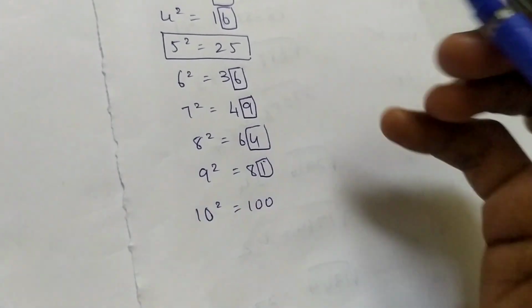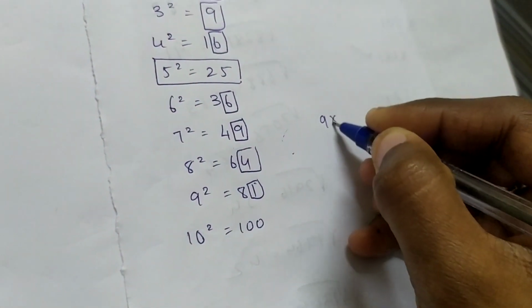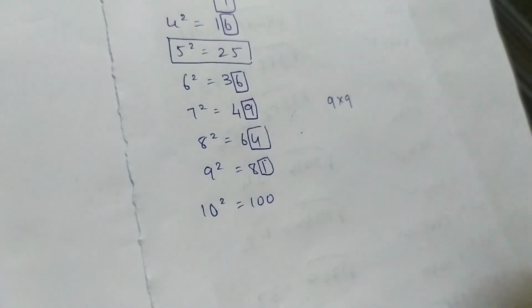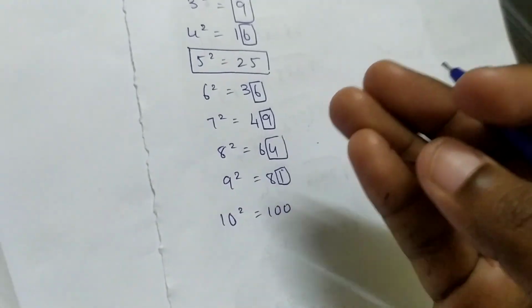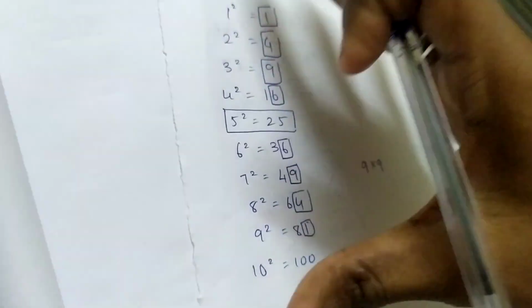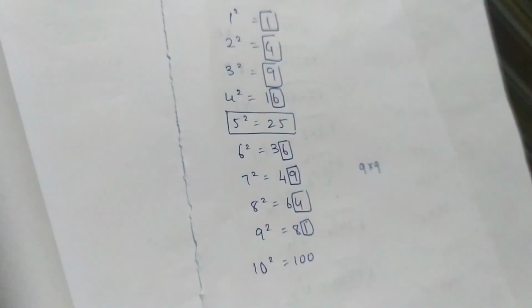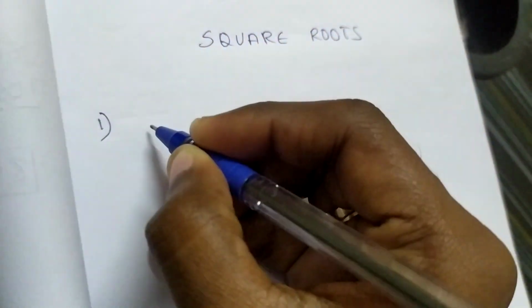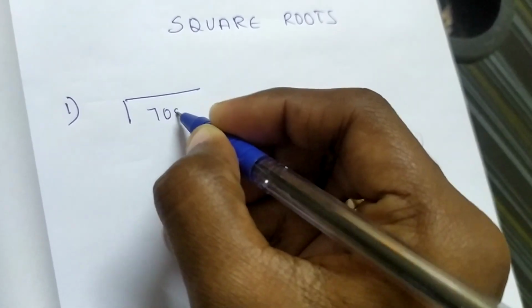So what does this square mean? 9 square means 9 into 9. You have to consider it like 9 into 9, 8 into 8, 7 into 7. This is the first thing you have to do before finding the square roots. Okay, understood? Yes. The first problem I am going to do is the square root of 7056.